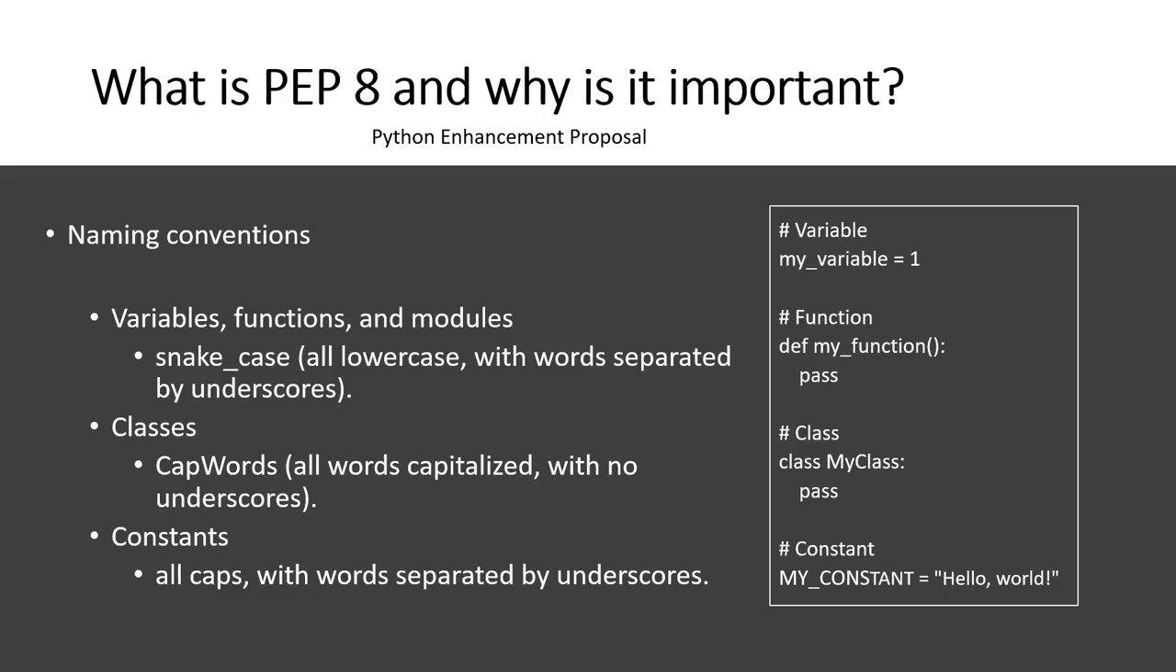Some of the commonly used guides are for naming conventions. Variables, functions, and modules are to be written in snake case. Snake case means every single character must be lowercase and words can be separated by underscore. The classes have to have every word starting with a capital letter. For example, class MyClass, where M and C are in caps. And all the constants should have every single character in capital and can be separated using underscore.